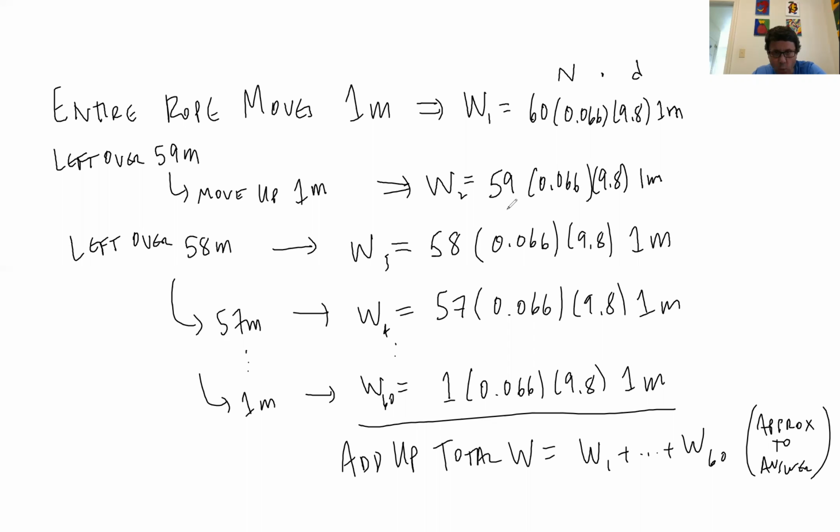How much does that 1 meter of rope have to move? Well, it doesn't have to move 60 because it's only 59 meters away, so I move it 59. So it's kind of like reversing the position of these. So I think about how much rope is left and move 1 meter of that at a time, or take the rope, break it into 1 meter sections and figure out what the work is on all of those.